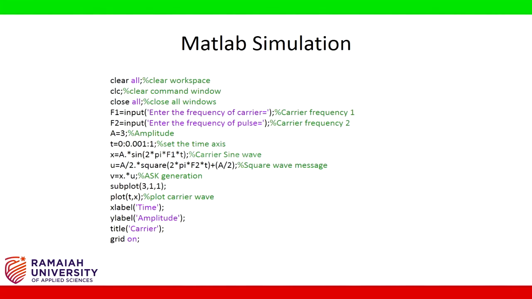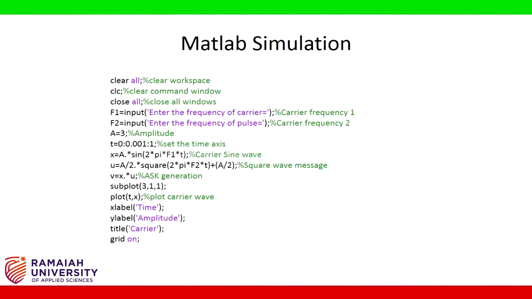As an initial step, the workspace, command window and unnecessary figures are closed. The user is asked to enter the carrier frequency for the carrier wave, that is sinusoid. Next, the user is asked to enter the pulse frequency, that is the frequency of the input data. Further, the amplitude of the carrier is set to 3 volts. It can be varied to a desired value. These steps initialize the input data.